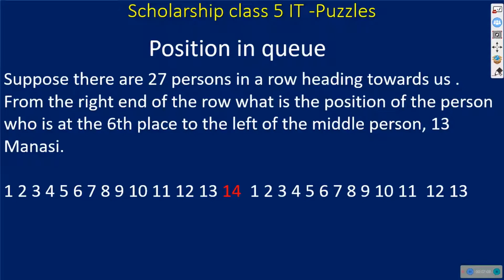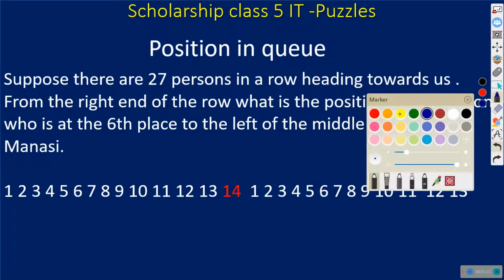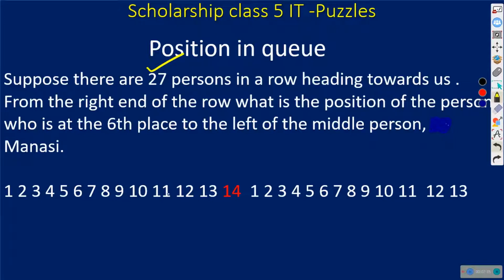The middle person is Manasi. Now, what is the question? 27 persons are there in a row. So that is one clue given. From the right end of the row, what is the position of that person whom I am talking about? The person who is sixth place to the left of the middle person.